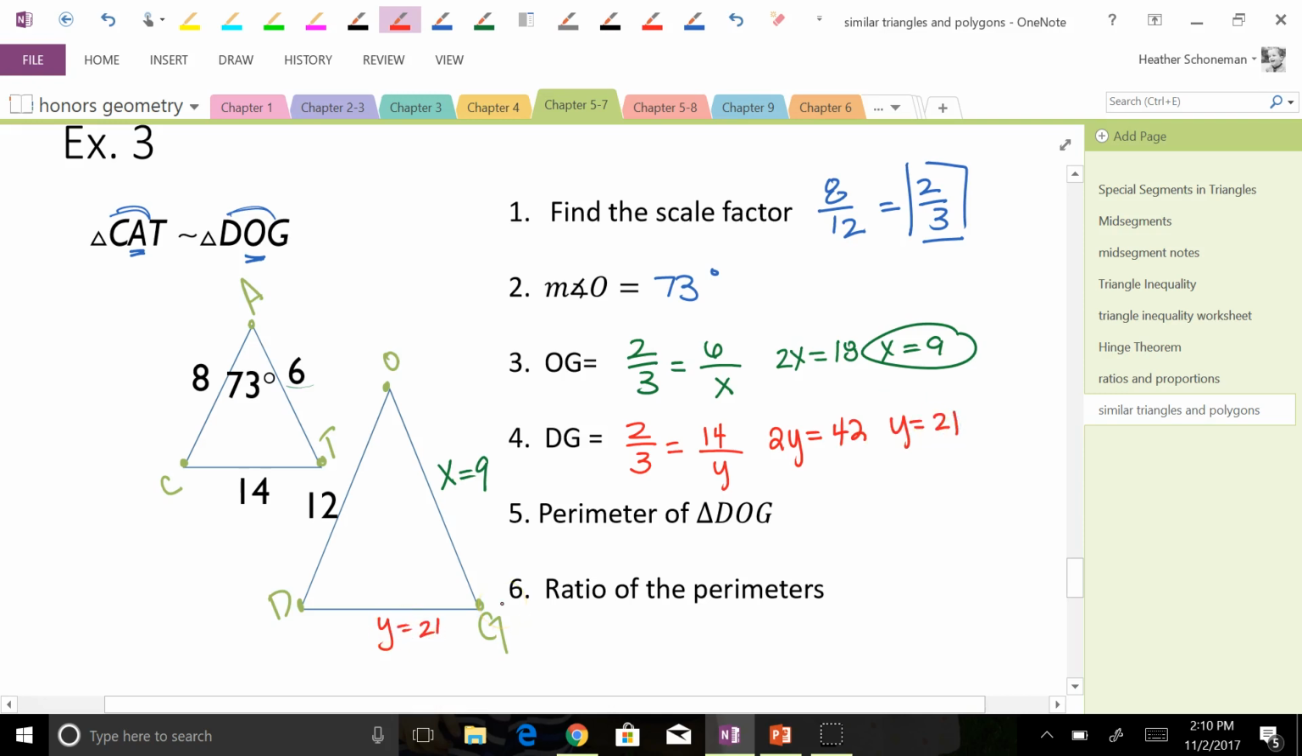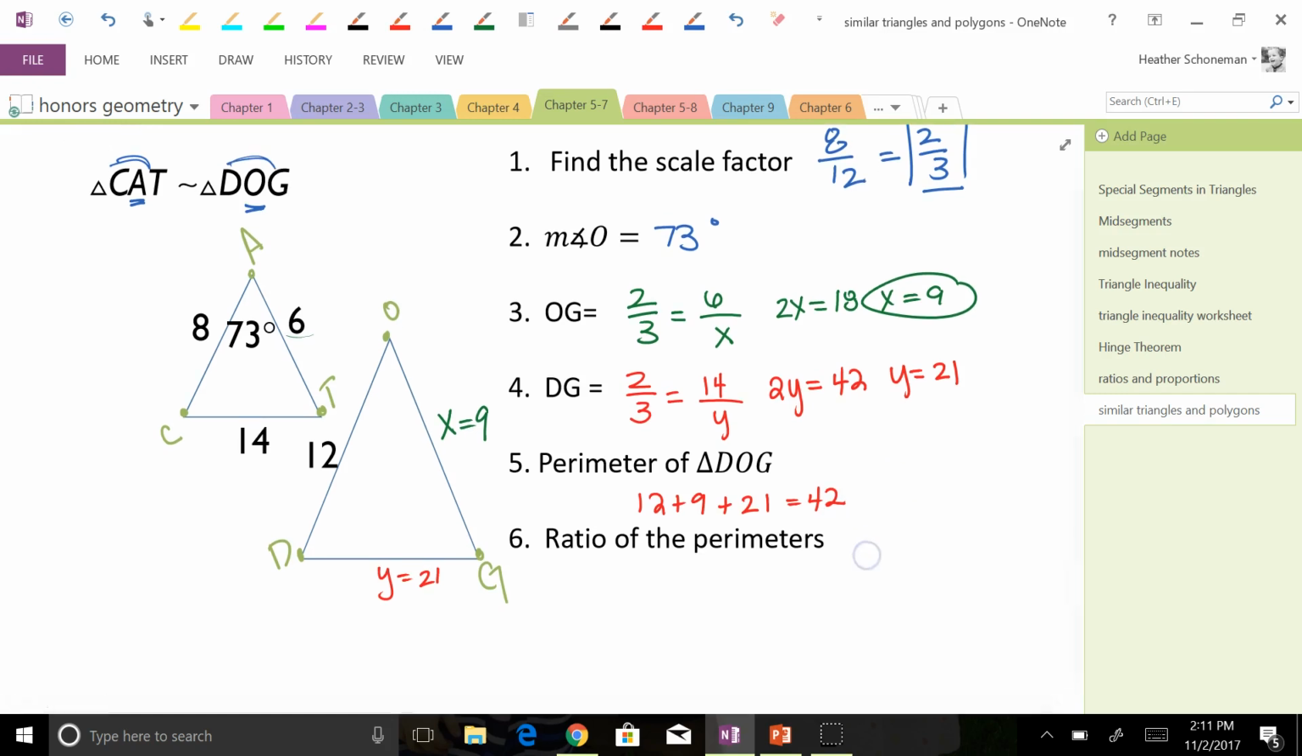All right, now it wants me to find the perimeter of DOG. Well, DOG is the bigger triangle, so to find the perimeter, that will be 12 plus 9 plus 21. Well, 21 and 9 is 30, plus another 12, that would be 42.